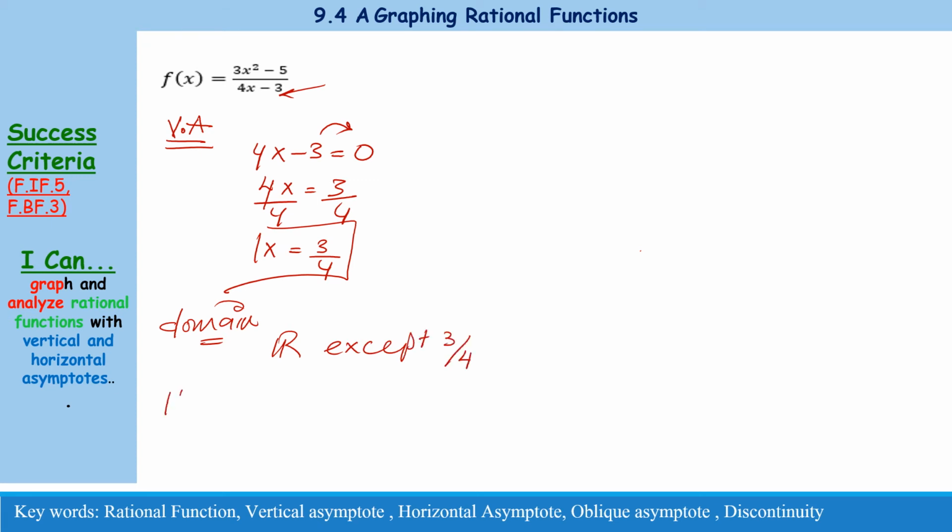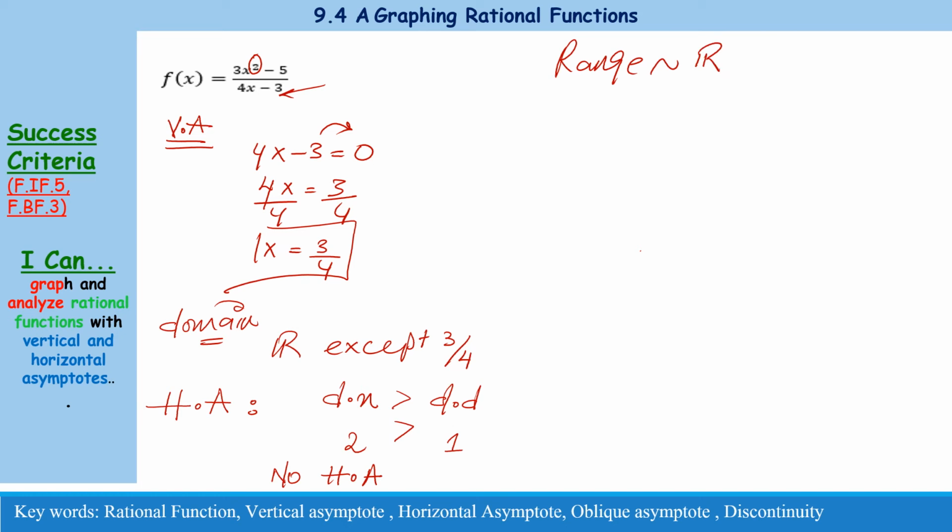After doing this, we have to analyze the horizontal asymptote. For that, we have to know the degree of the numerator and the degree of the denominator. Degree means the power. The power of the numerator is 2 and the power of the denominator is 1. It means again the degree of the numerator is bigger than the degree of the denominator. So you will write no horizontal asymptote, which means your range is going to be all real numbers.